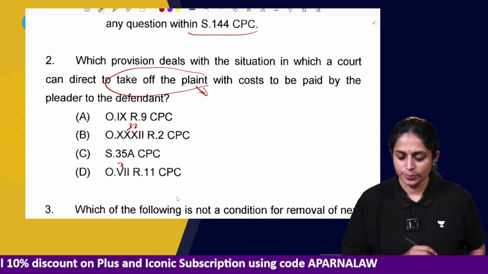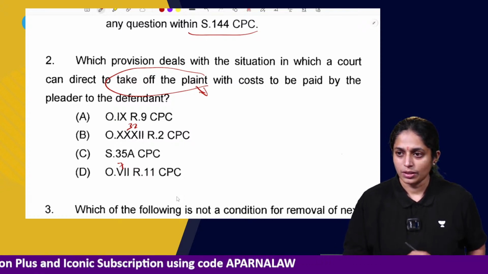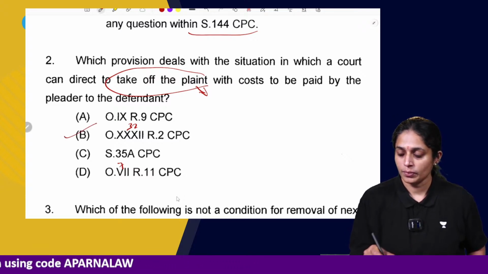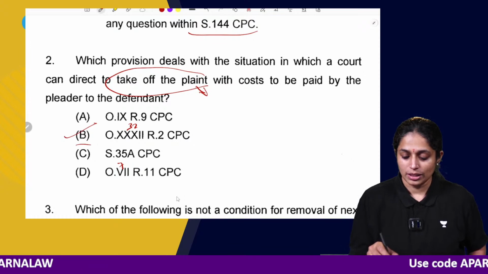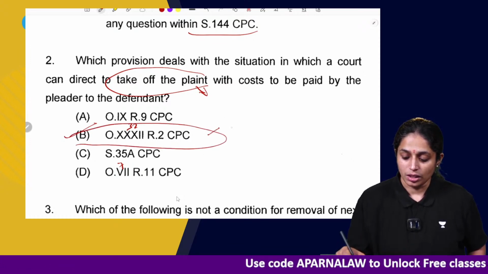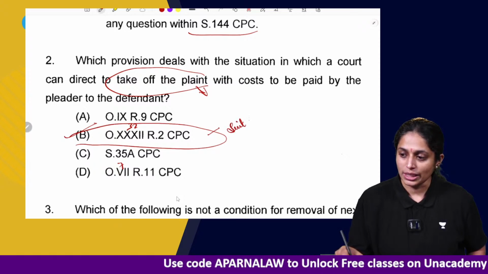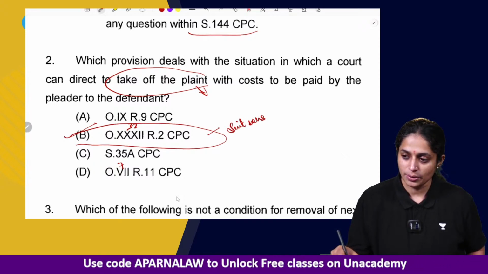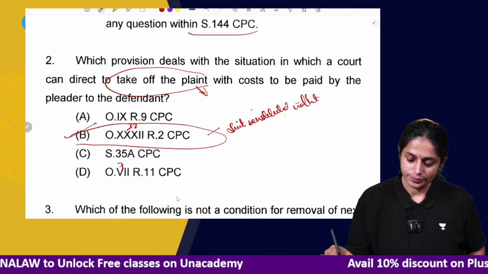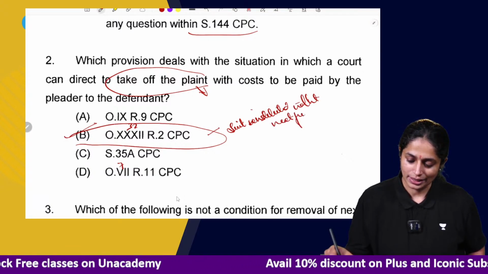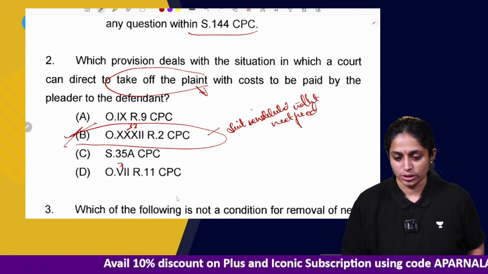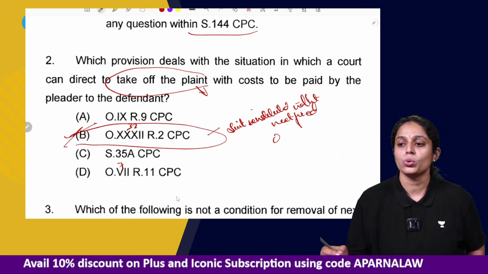Yes, what is the answer here? It is the question under B. It's not the rejection of the plaint, but it is something where a suit is instituted without the next friend. Suit instituted without next friend. In that case, we will be having this option under Order 32, Rule 2.